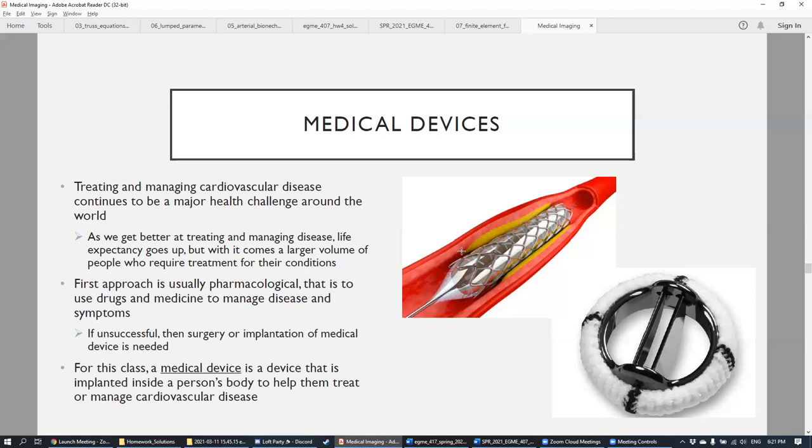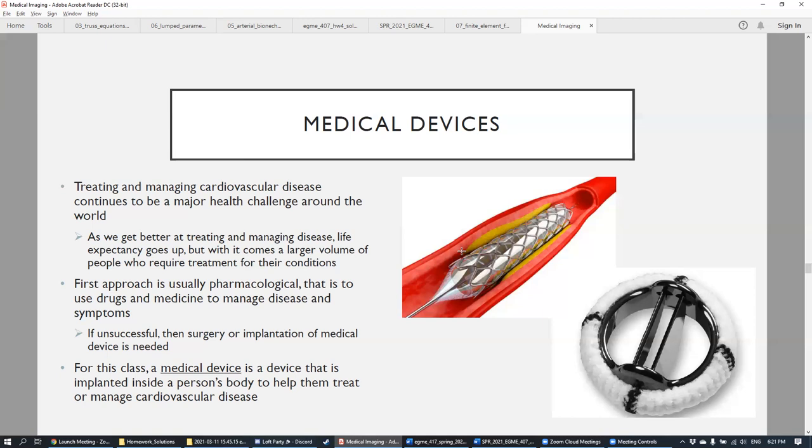There are also lifestyle changes, so doctors will tell you to exercise more or to eat better. It's only when these are unsuccessful, or when they reach a point of no return, that medical devices usually come into play.